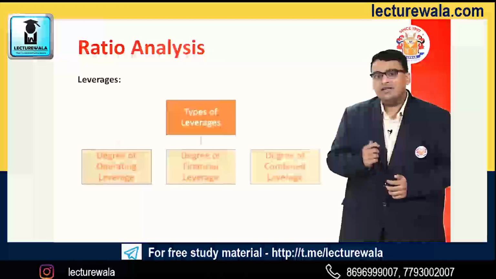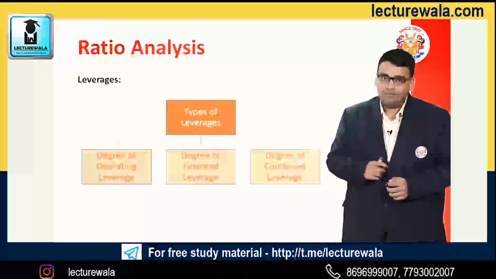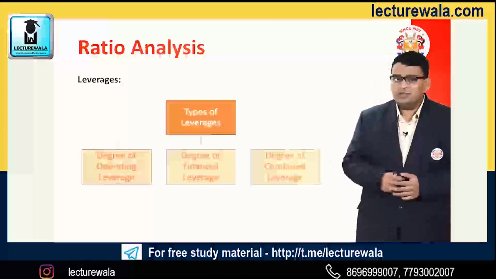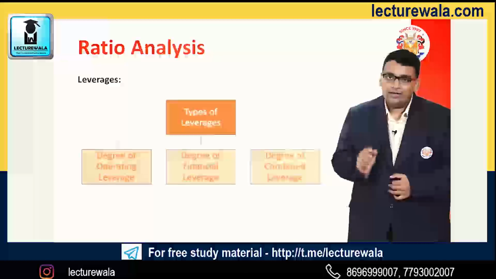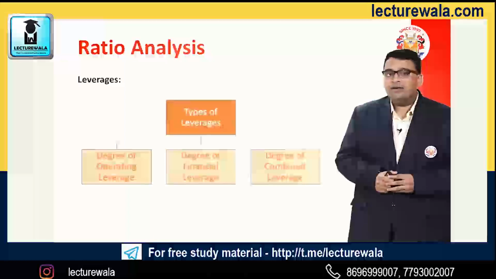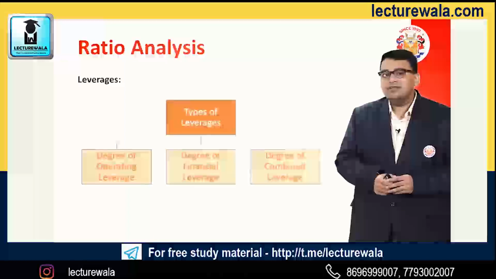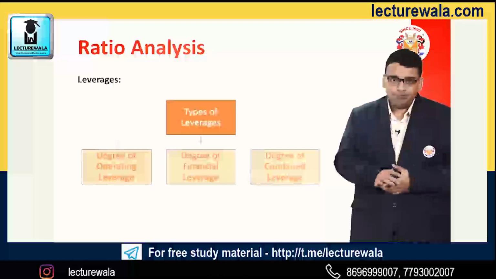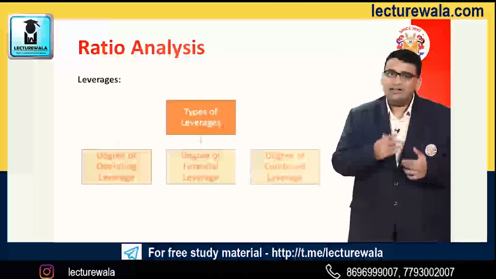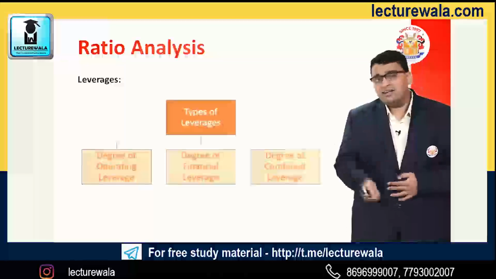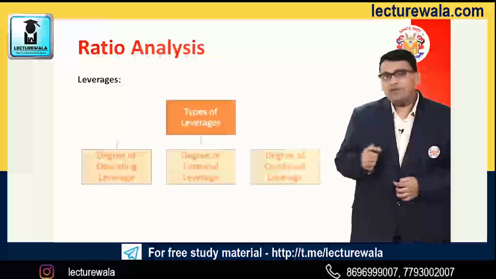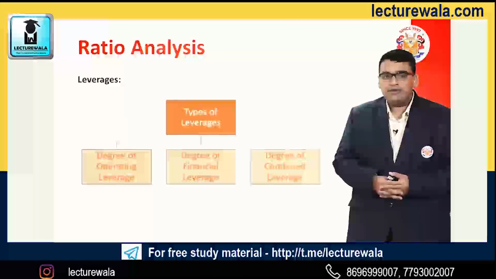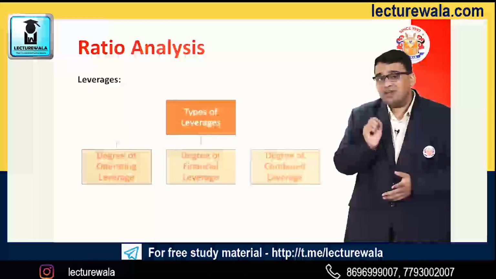The company is mainly dependent on its sales income. Assume a situation where the company's sales are declining. What will happen? The company's operating income will start declining, and the net income will start declining. If the net income declines, the company's EPS would be greatly affected, and that is the reason the company is having risk.